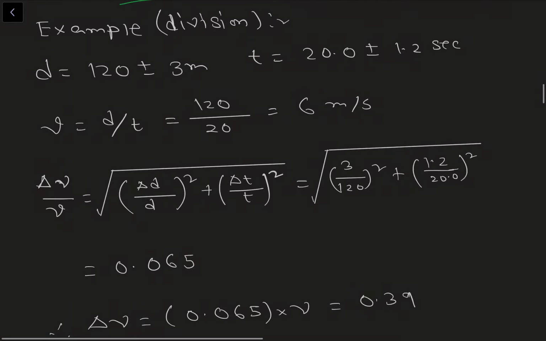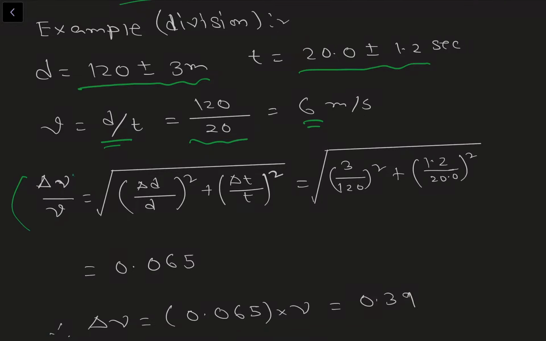Now, in case of division, what will happen? The formula will be the same. We have to add relative error in quadrature. So in case of a particle, this is a measured distance with error, 120 plus or minus 3 meter. This is the time taken by the particle to travel this distance. So time measured is 20.20 plus or minus 1.2 seconds. Now velocity will be d by t, it is coming out to be 6 meter per second.